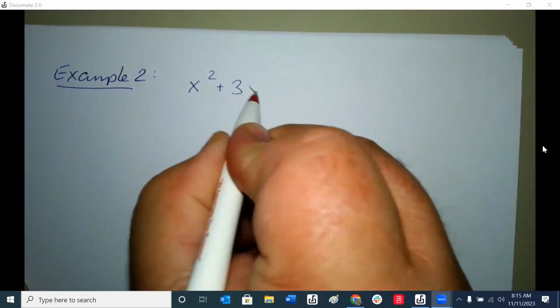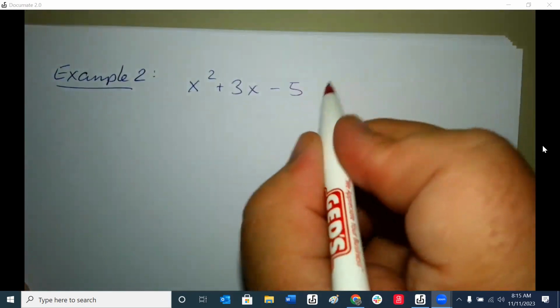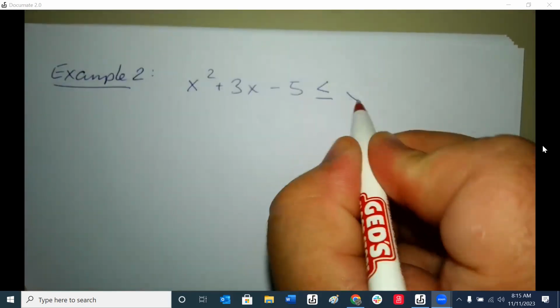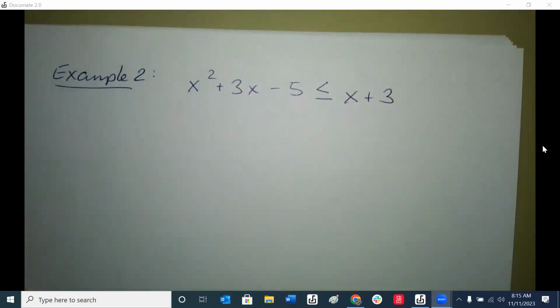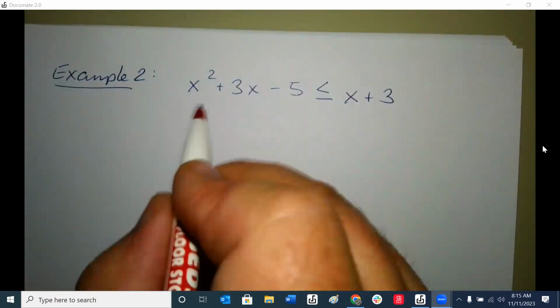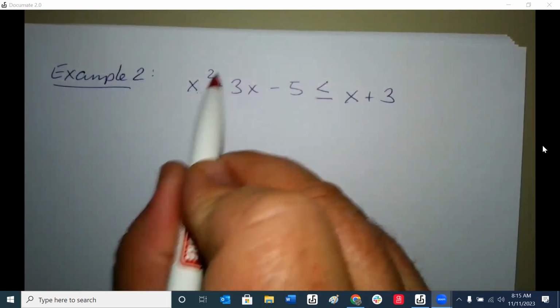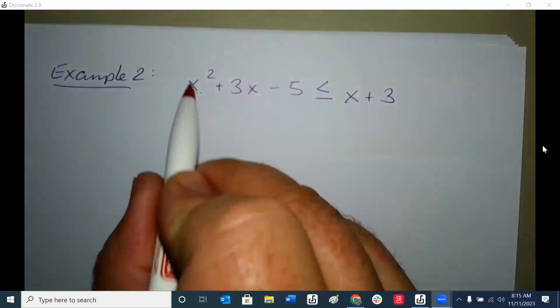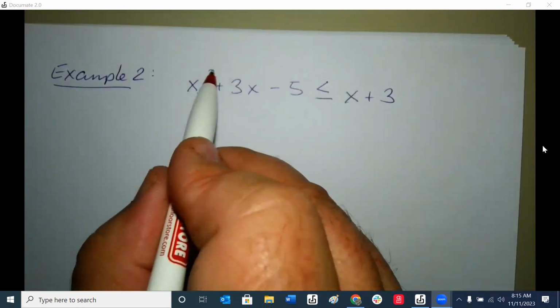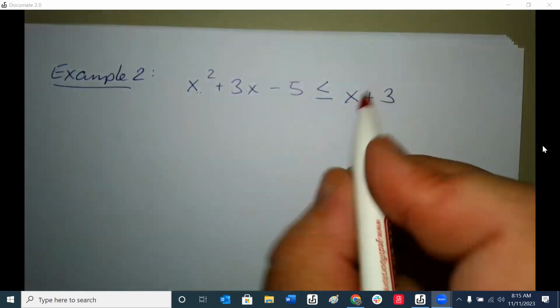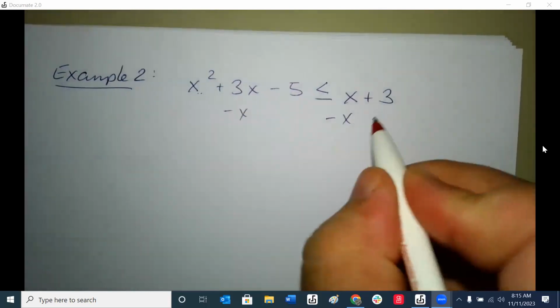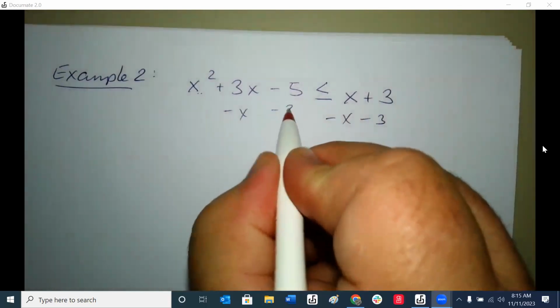All right, let's look at the next example. We have x squared plus 3x minus 5 is less than or equal to x plus 3. And here it's a quadratic equation, and it's positive, so we want everything on this side. Whenever it's polynomial, it has to be set equal to 0. So I subtract x from both sides, and I subtract 3 from both sides.